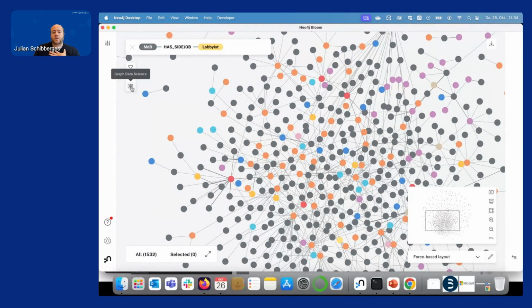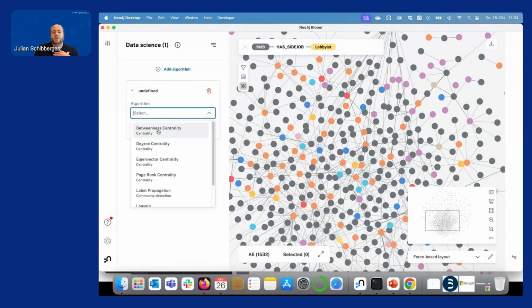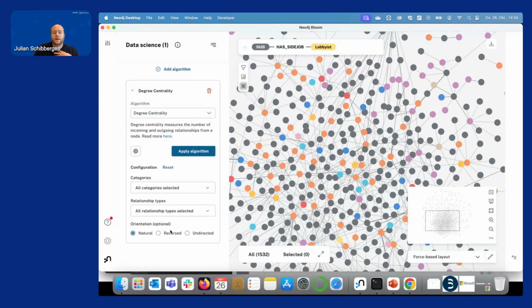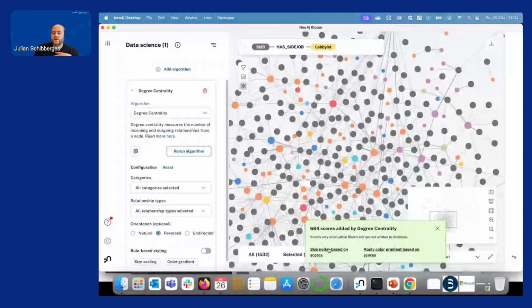But something we can do to understand this network better, for instance, is use the Graph Data Science package. Just run something simple like a degree centrality algorithm, and size the nodes based on that.